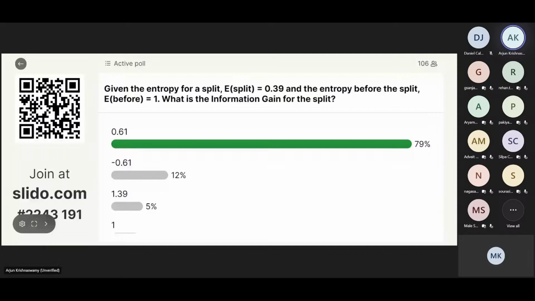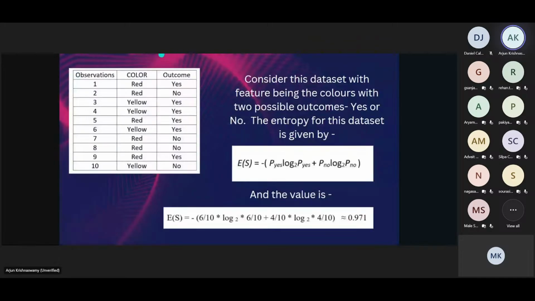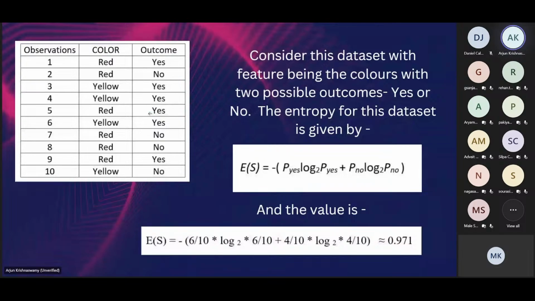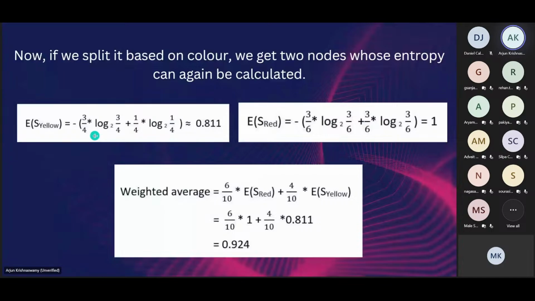And for the weighted average explanation, I'll just stop sharing this and explain that to you. So what is a weighted average? Weighted average is when you perform the split. I hope this is visible. Yeah, when you perform the split, you find the entropy values of these two individually. That is your two nodes.